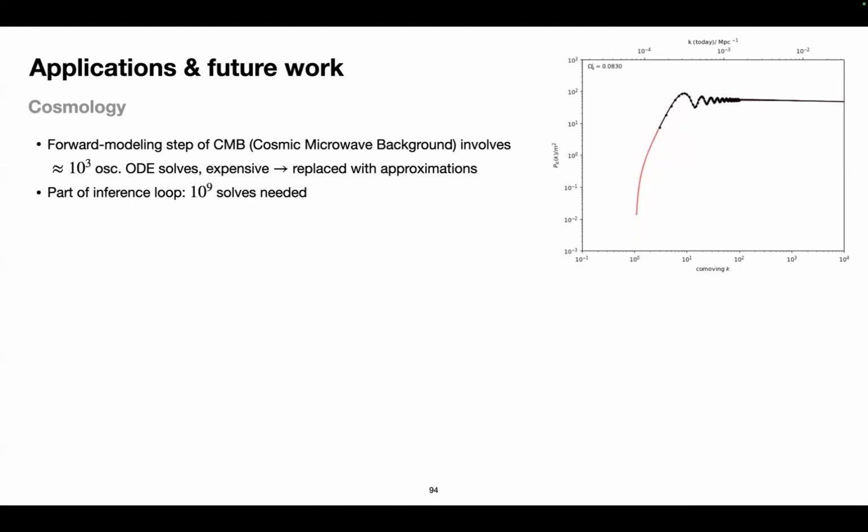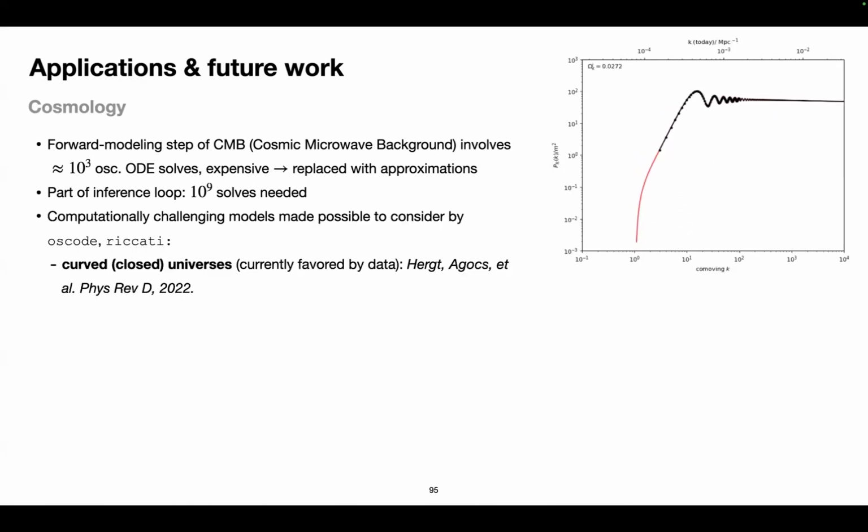And this was only possible with a fast oscillatory solver. So if you want to do statistics of these universes, then you need about 10 to the 9, maybe 10 to the 6 different parameter combinations to start your simulation from. So that totals 10 to the 9 solves, which is a lot.